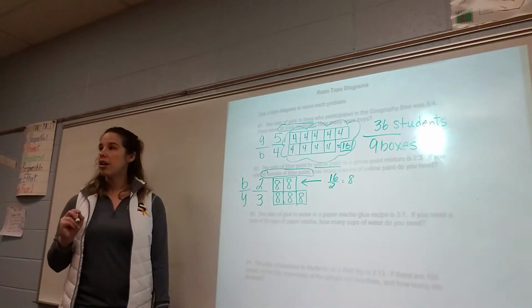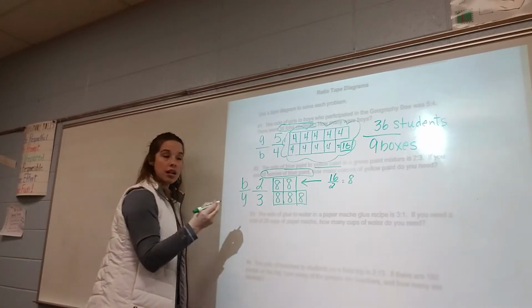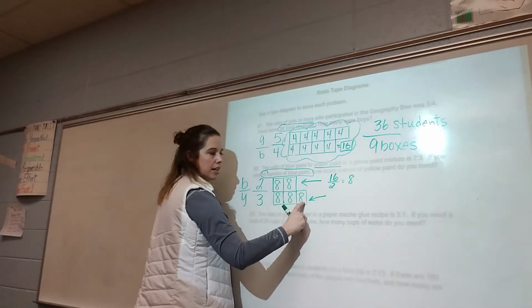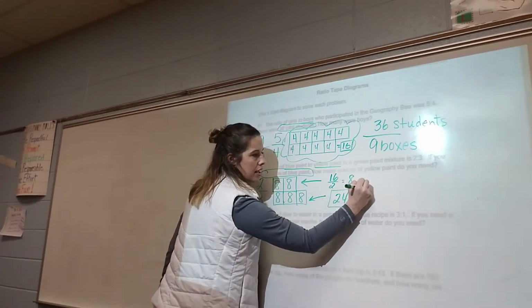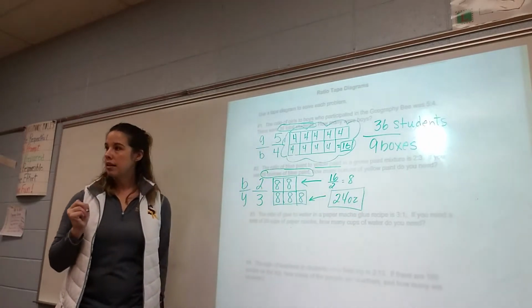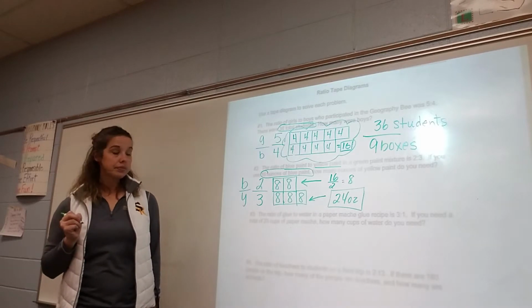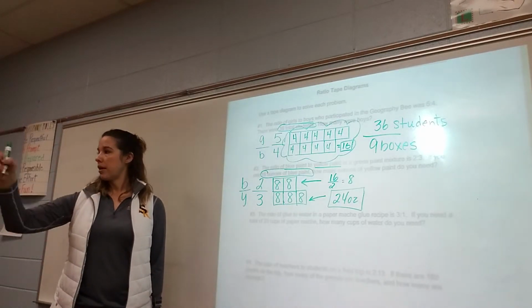Now we can answer our question. How many ounces of yellow paint do we need? You look down at your yellow paint, 8, 16, 24. So we need 24 ounces of the yellow paint. Following me?